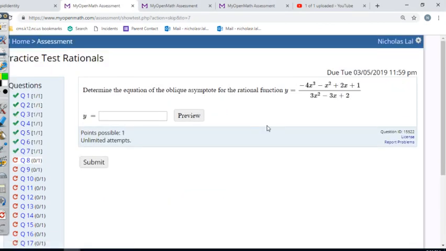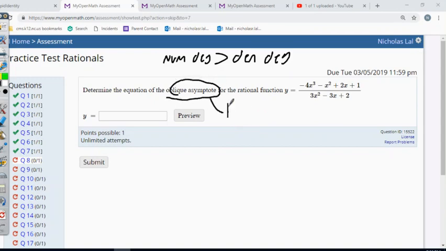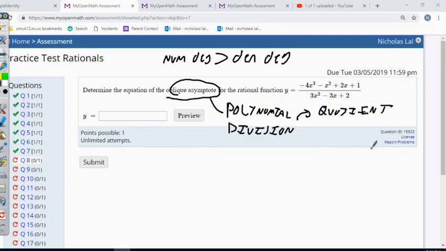Question 8. The oblique asymptote. The oblique asymptote is when you have a numerator degree larger than your denominator degree. All right, so your numerator degree is larger than your denominator degree. And at that point, you find your oblique asymptote via polynomial division. So let's find our oblique. You find your quotient. So let's find that oblique asymptote.